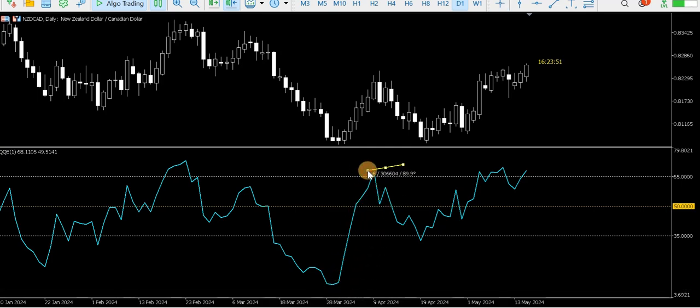Now we're back in buy mode again. We've gone from overbought to oversold, so we're back in buy mode. You have to wait for the QQE to go through the lower line or the opposite line. So in this case, it's here.